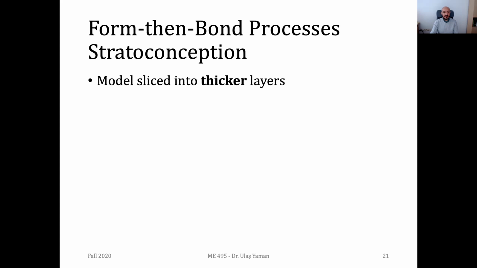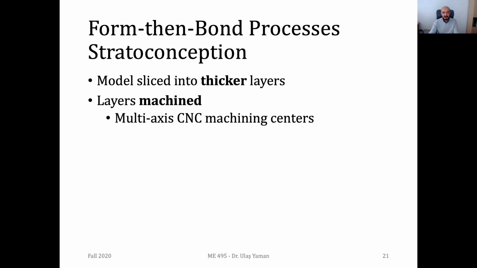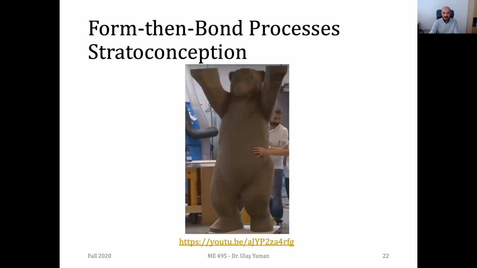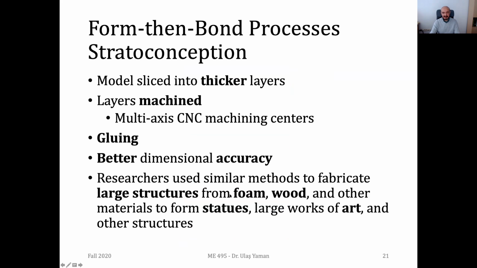This is another example for form and then bond process. It's called subtle conception. It's very simple. I don't want to show you the video, but first let me show you this image. As you see, we have a large bear and it's divided into such layers. The thing is that they have some supporting, let's say, beams around, like this one here probably, and then they put all these layers into these beams and try to have such larger products. And obviously, you need to do some machining first.